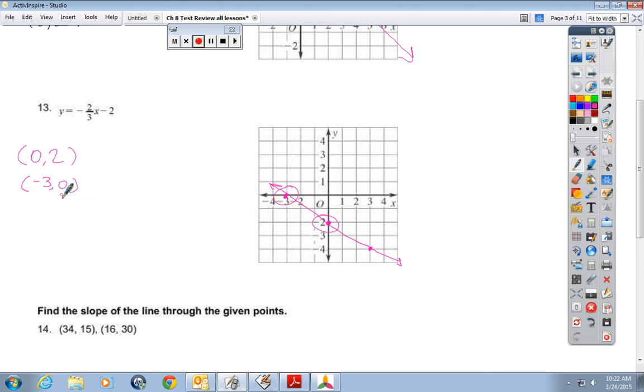So to get this right, you would have had to identify the intercepts, and you would have had to graph it. Now, if you did it a different way, but you still got the right answer, that's fine. Okay? Yes?